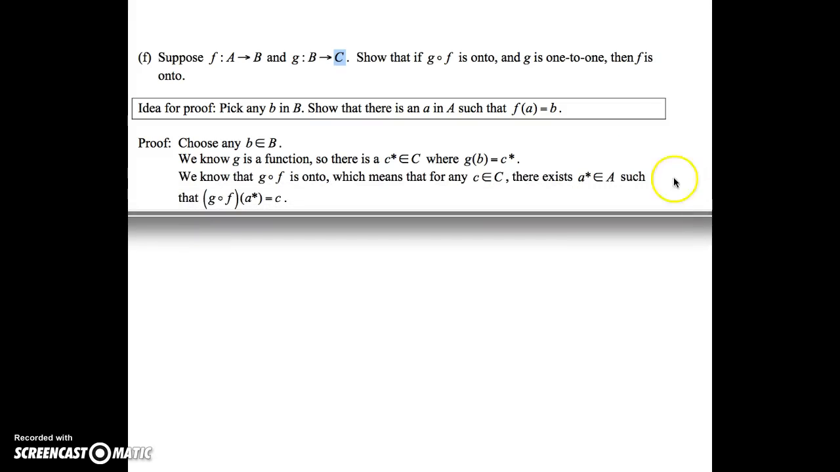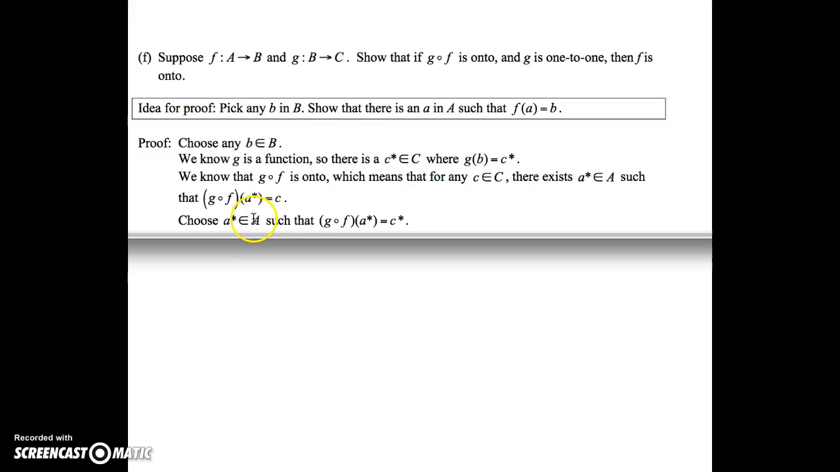We know that G of F is onto, we have that up here in the premise of the proof. Since G of F is onto, that means for any C in the codomain of G of F, which is C, there is some element in the domain of G of F, and that's the A, so there's some A star in A, such that G of F of A star is equal to C. So I want to choose the A star in A so that G of F of A star gives me this C star that we had up there.